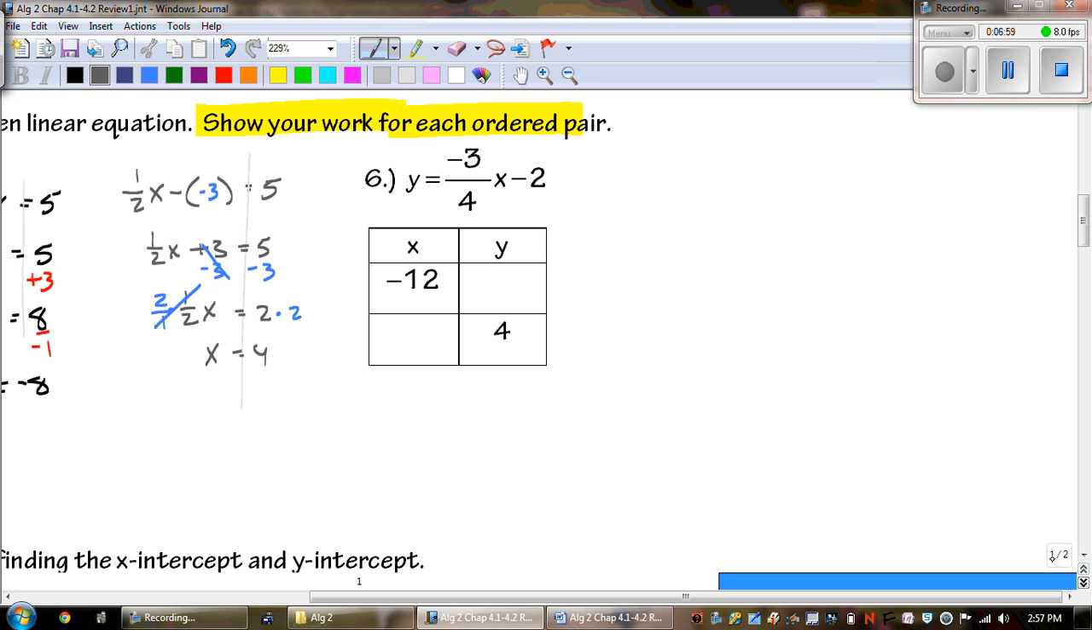All right. So I'll do one of these with you, and you'll do the second one on your own. So I'll do the x value.